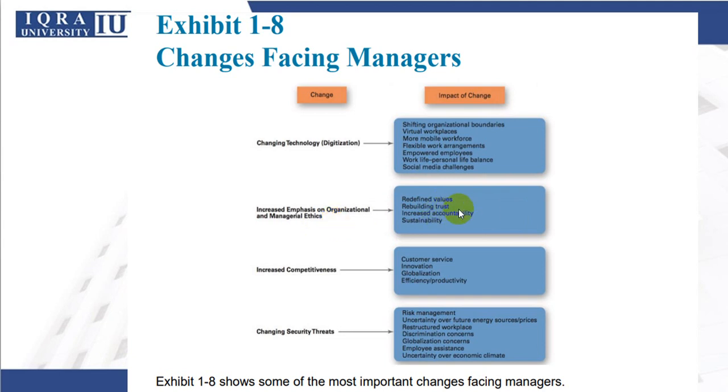So we have to build the trust, we have to make sure that the quality we are delivering is meeting the expectations of the customers. And then we have to increase our accountability, and we have to sustain ourselves in the market. The competition has increased. We have to continuously ensure our customer services. We have to keep on innovating. We have to make sure that we can globally expand ourselves to cater to maximum market share. And then we have to make sure of the efficiency and productivity of our organizations as well.